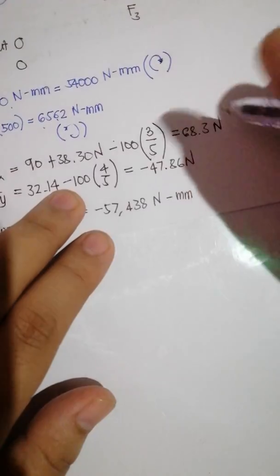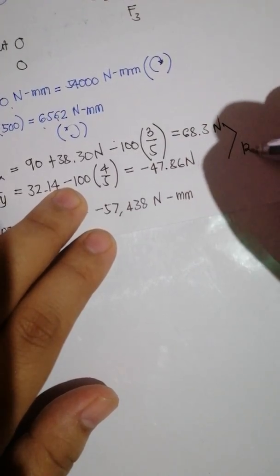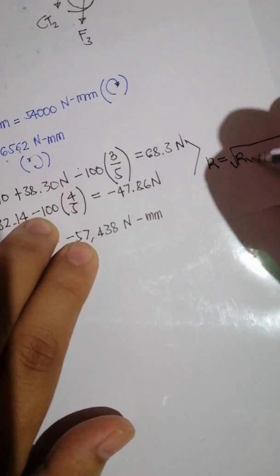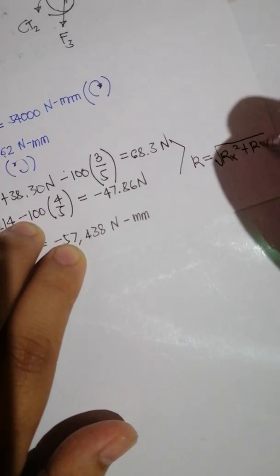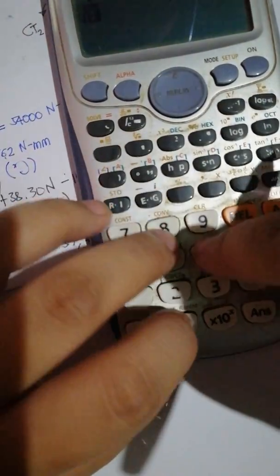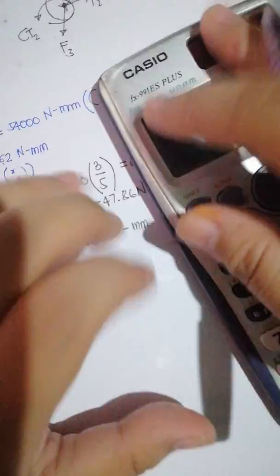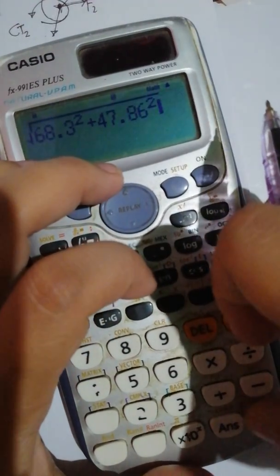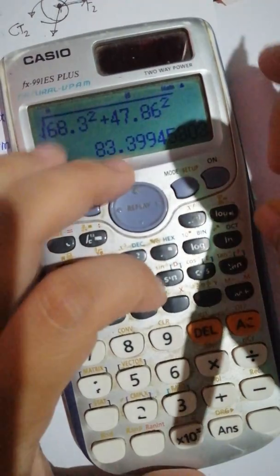As for the resultant force, yung kanyang resultant is Pythagorean lang. We have Rx squared plus Ry squared, square root of that quantity. So, ayan. 68.3 squared plus 47.86 squared. By the way, di na natin i-take ang negative kasi pag square mo yan, positive pa rin naman. 83.4.